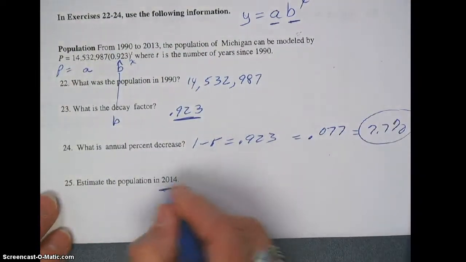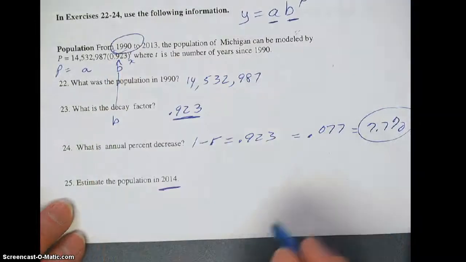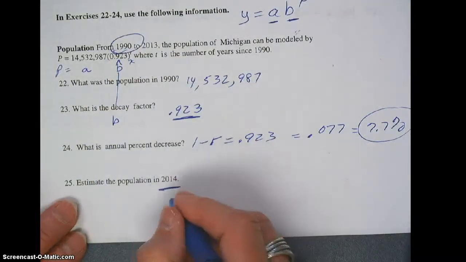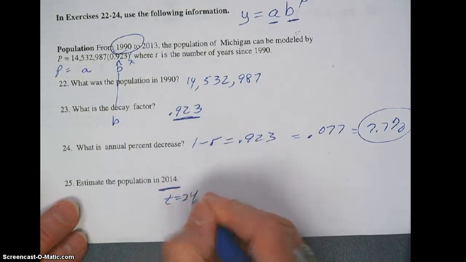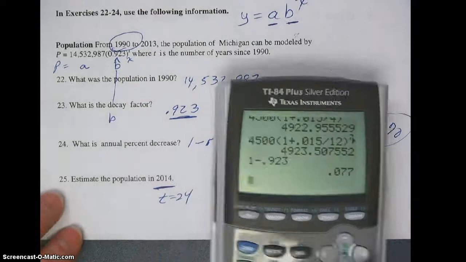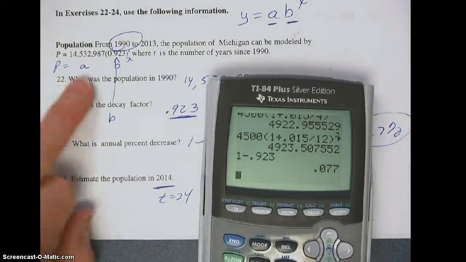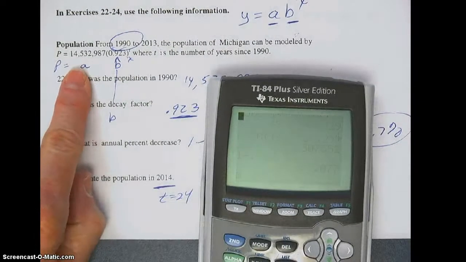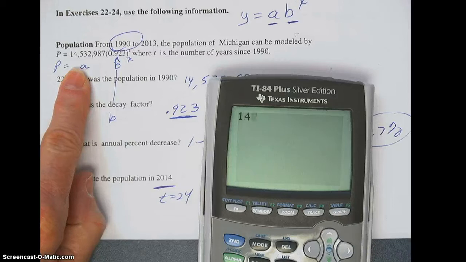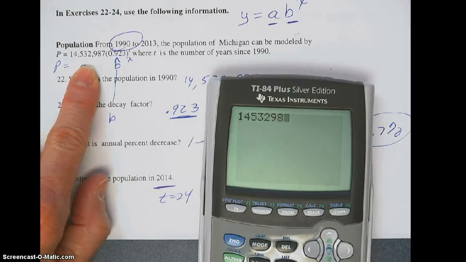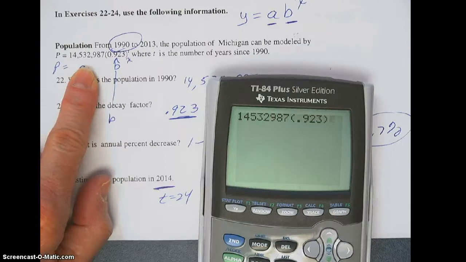Population in 2014, if we started at 1990 to 2014, t would be 24 years. And that means you just take your formula and you plug in 24 years into our formula. So take your 14,532,000 and our growth, in this case our decay factor, raised to the 24th.